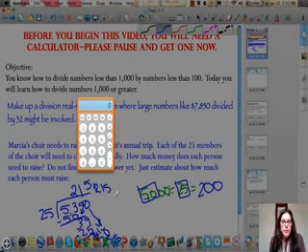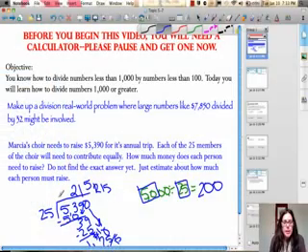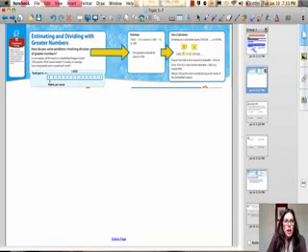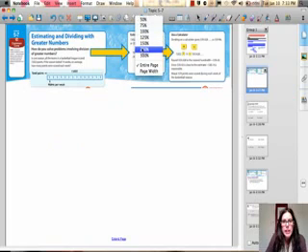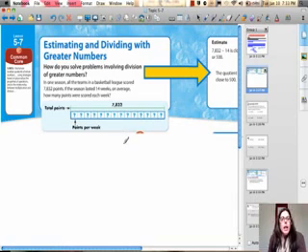Okay? So our next page, and I'm going to go ahead and enlarge this for you guys because this is kind of teeny tiny. It says estimating and dividing with greater numbers. How do you solve problems involving division of greater numbers? In one season, all the teams in a basketball league scored 7,832 points.